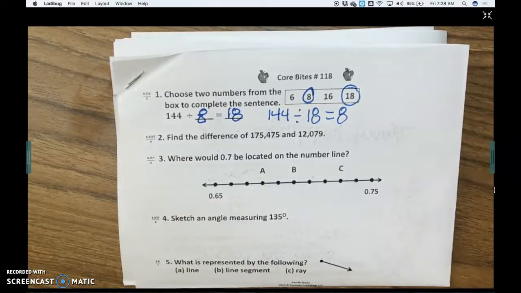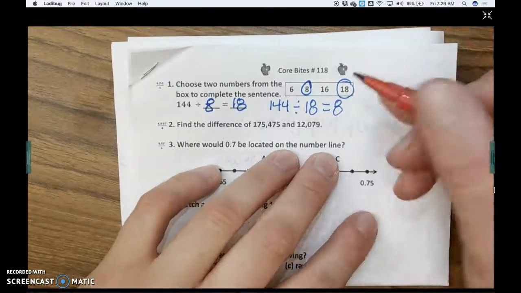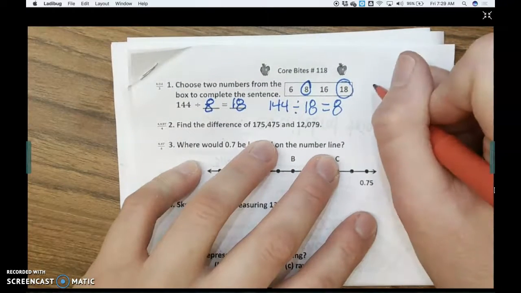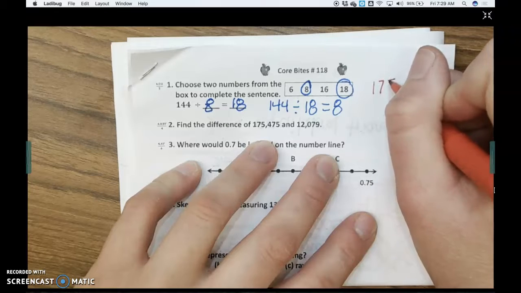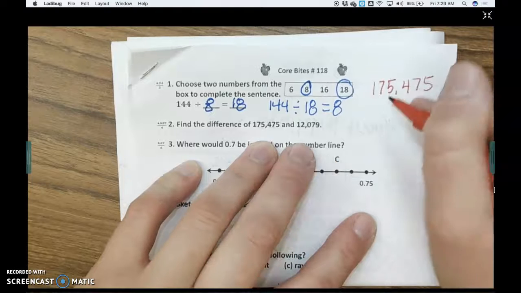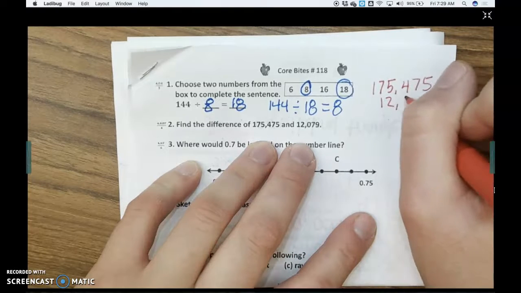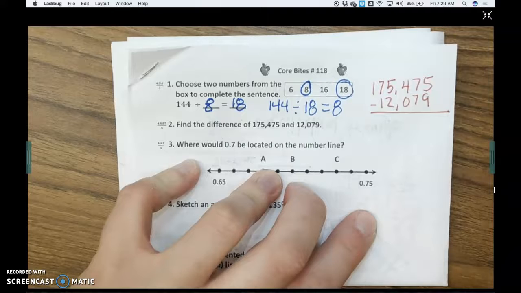For number 2, find the difference of the two numbers. That means you're going to subtract. So your largest number is 175,475 minus 12,079, and make sure you line them up by their place value.